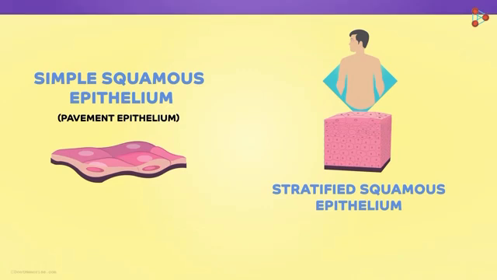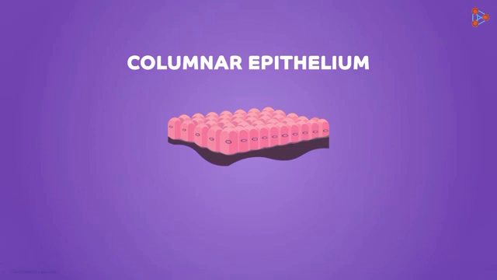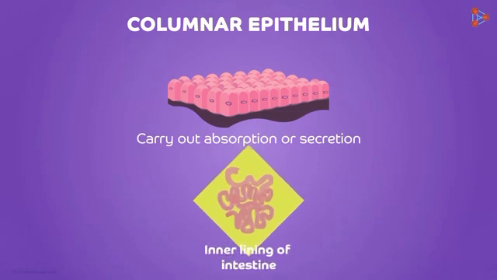Now the next type in our list is the one where we have tall, pillar-like structures. These are referred to as columnar epithelium due to the column-like appearance that they have. Now you may wonder, why do we need such tall cells for covering a surface? Well, such tall cells help to carry out absorption or secretion to a good extent. Thus, according to this function, the best example to locate this type of epithelium is in the inner lining of intestine.